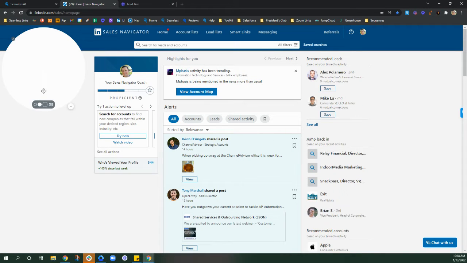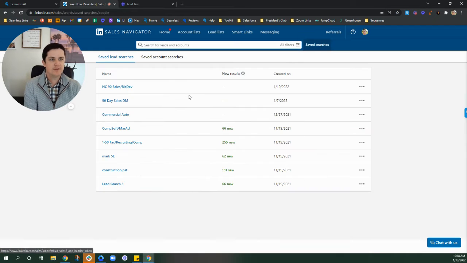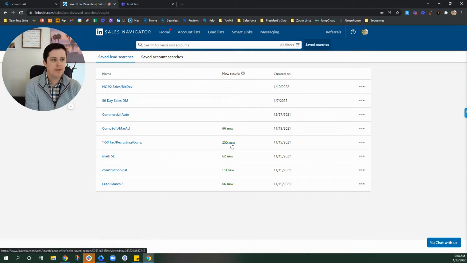I've got LinkedIn Sales Navigator pulled up. You don't necessarily have to have LinkedIn Sales Navigator. You can do this on free LinkedIn, but Sales Navigator allows you to just focus on this specific trigger. So I would go into a saved search within Sales Navigator, and you might see this new result. New results, because they are updated daily and weekly, means that you've got people that are entering this market that have the title that is related to your search when you're building your lists.